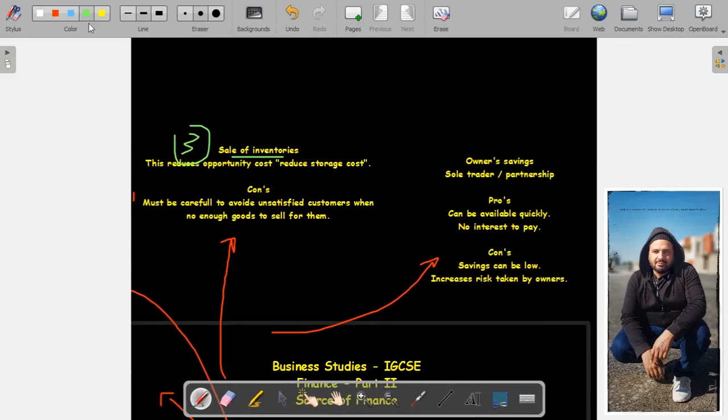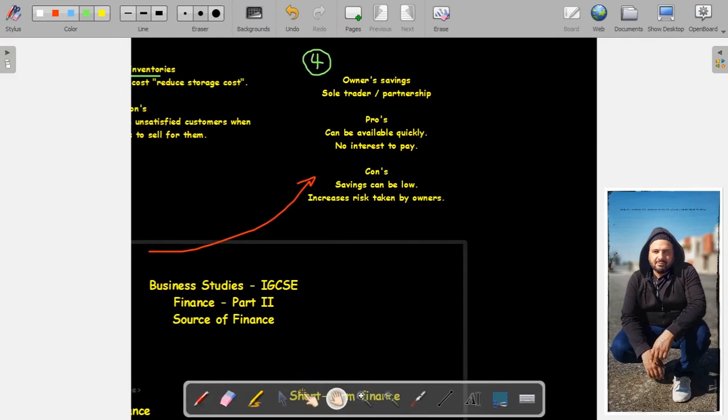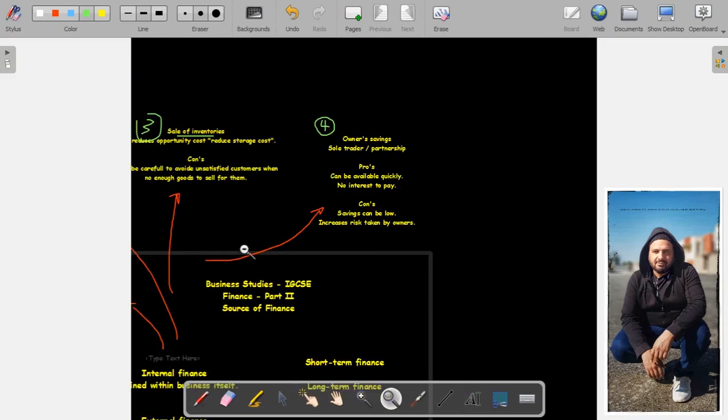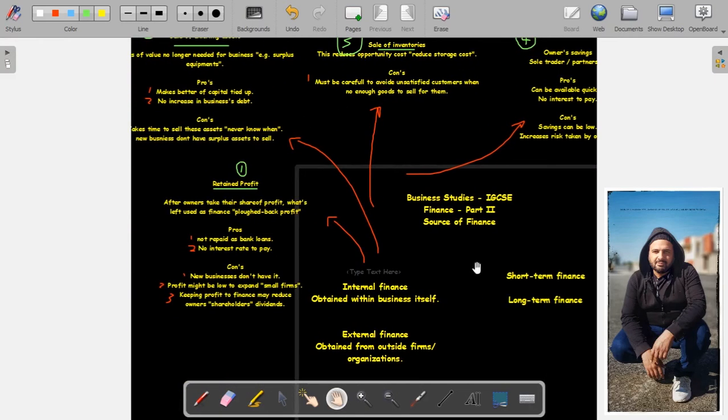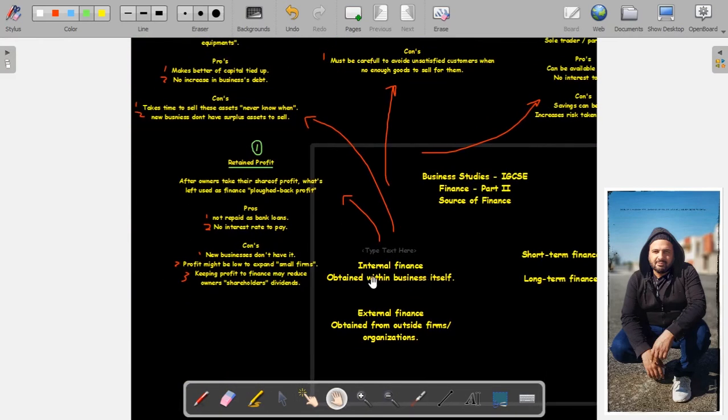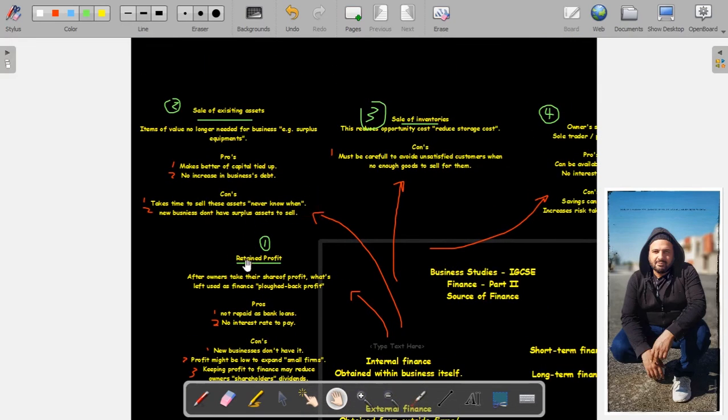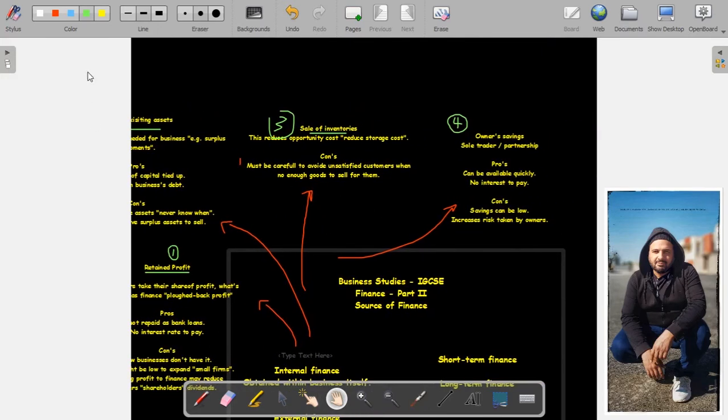This is number 4, the fourth method of internal finance. We're done talking about internal finance, guys. This is all you need to know about the internal methods of funding. So the internal finance, which is obtained within the business itself, has 4 methods: retained profit, sales of existing assets, sale of inventories.